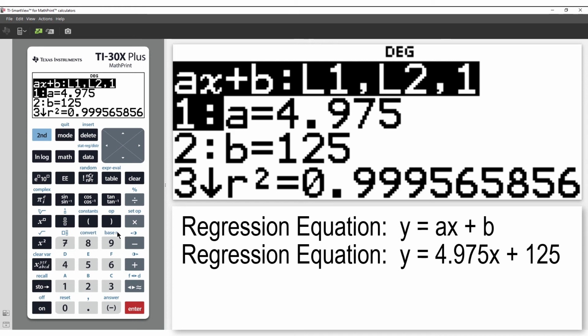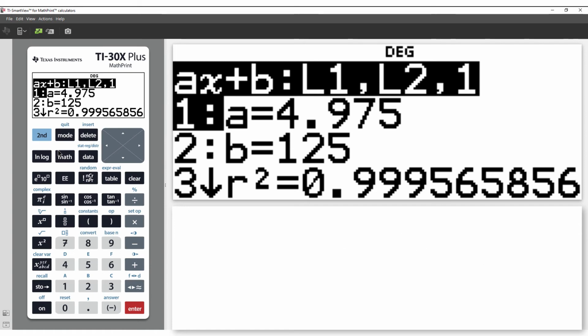4.975x plus 125. Notice that the r squared value is very close to 1. So, our first 4 points are almost perfectly linear. We can use our equation to predict where the balloon will be in 2 minutes. You can either quit or press clear to exit the stats results.